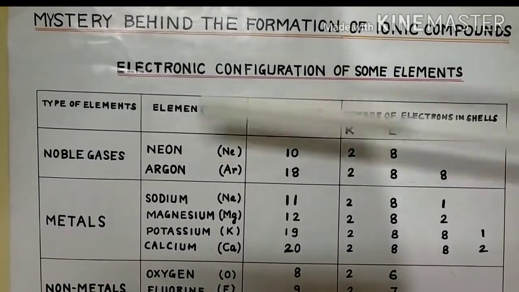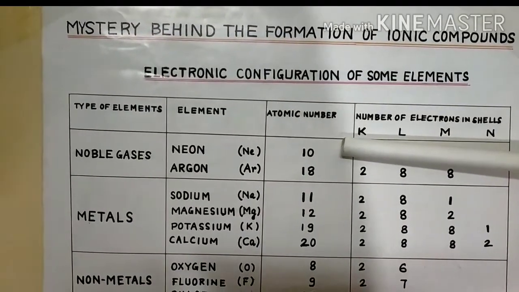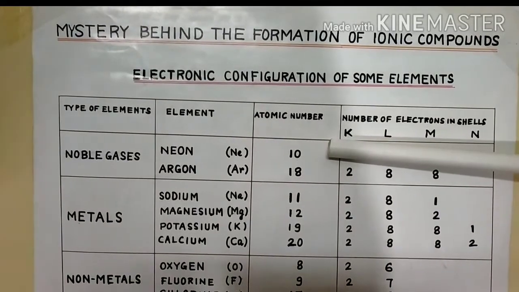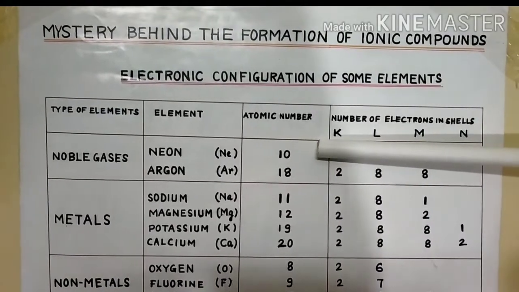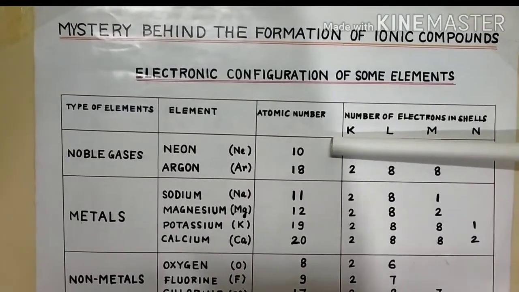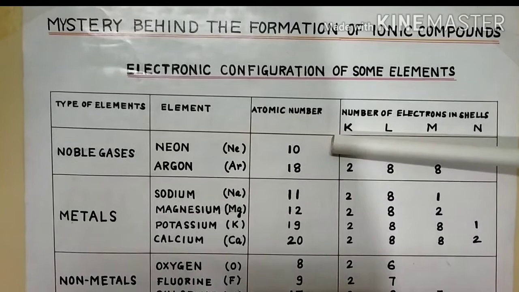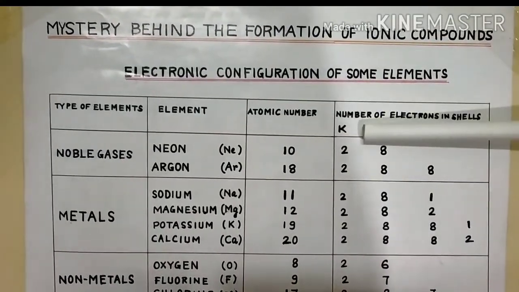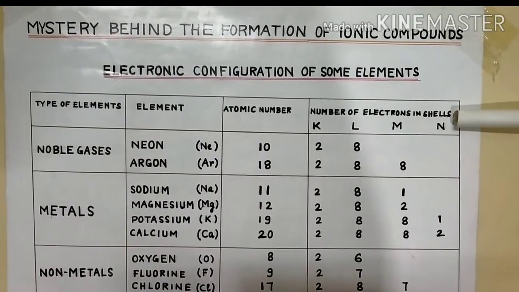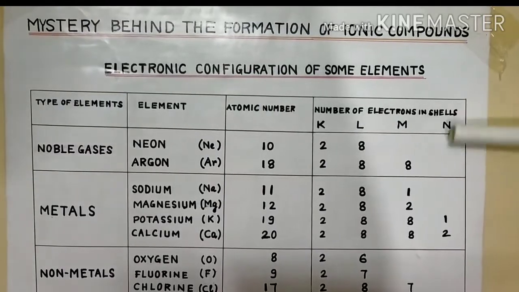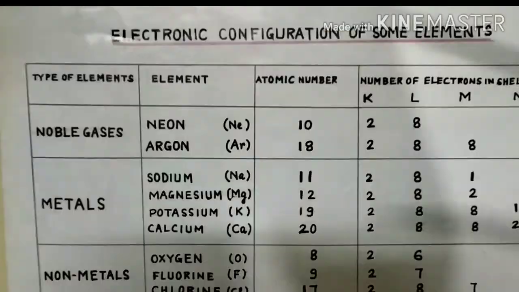For example, neon, atomic number 10. One neon atom has 10 protons and 10 electrons. 10 protons, plus 10 charge; 10 electrons, minus 10 charge. Net charge 0. The atom is neutral. All atoms are neutral. Electrons are distributed in the K, L, M, N shells. The outermost orbit or shell is called the valence shell.